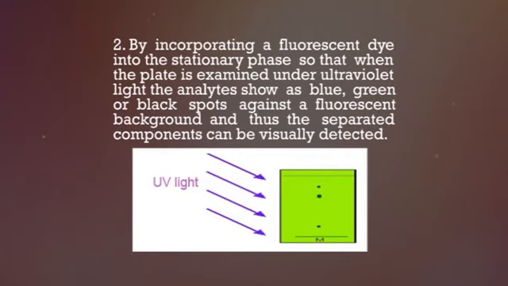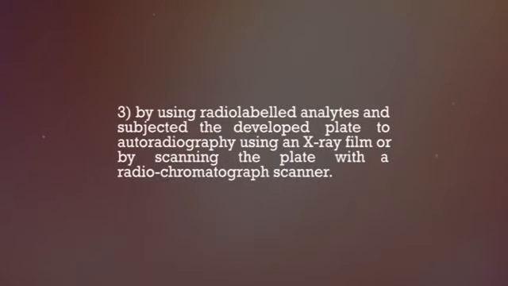Second one, by incorporating a fluorescent dye into the stationary phase, so that when the plate is examined under ultraviolet light, the analytes show as blue, green or black spots against a fluorescent background, and thus the separated components can be visually detected. Third one, by using radiolabeled analytes and subjecting the developed plates to autoradiography using an X-ray film or by scanning the plate with a radiochromatograph scanner.